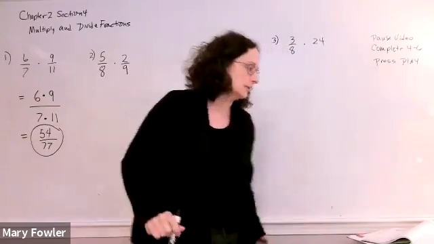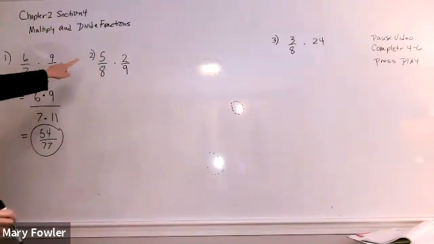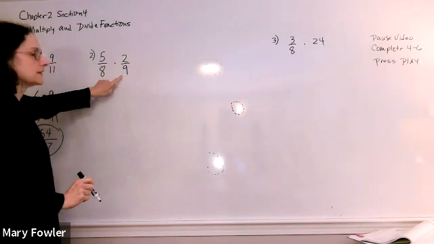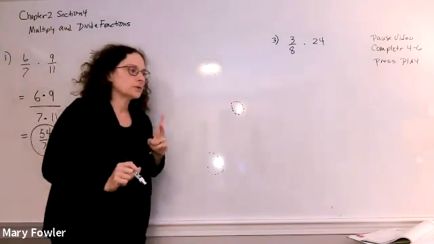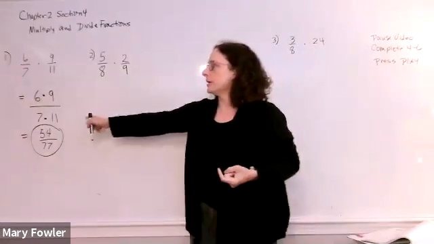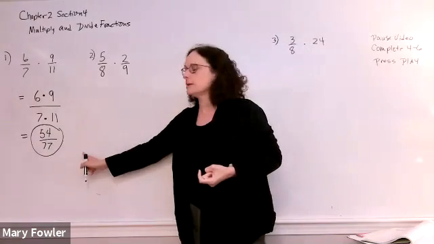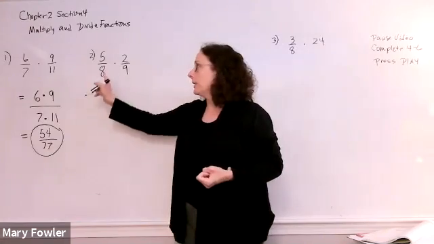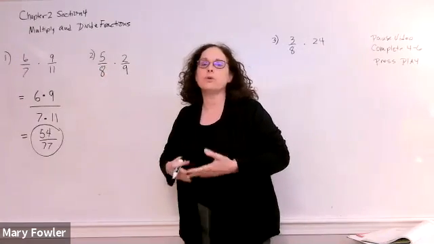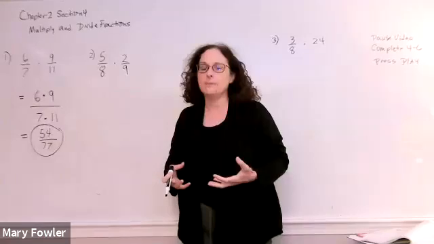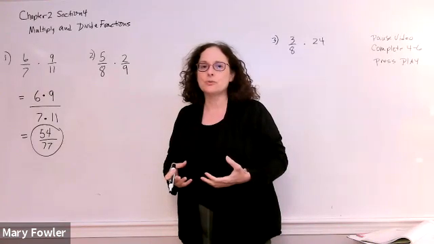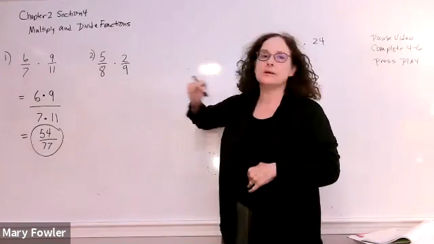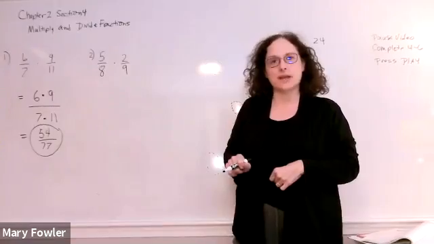Okay, let's go to the next one. All right, number 2, 5/8 times 2/9, and I'm going to do this problem 2 ways. I'm going to do what we did here, which is to multiply and then seek to reduce if necessary. But then I'm going to show you another way, which is preferred, a little more accurate and easier. So let me get the first way done and then we'll do the second way.